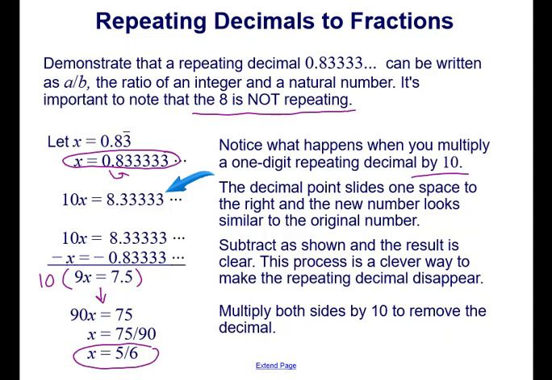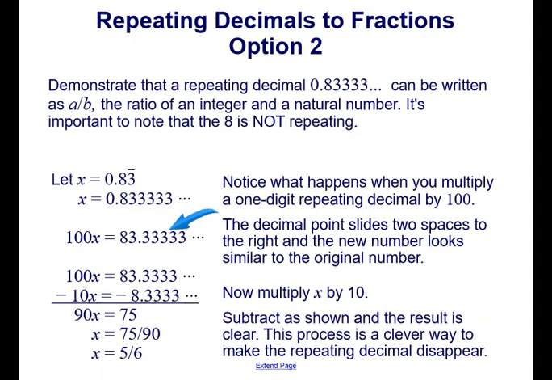Let's take a look at another example. Actually, we're not going to look at a different example. Let's keep with this same example because there is more than one option to convert this decimal to a fraction, right? We're still working with 0.8333 repeating, and it's still good to note that the 8 is not repeating.